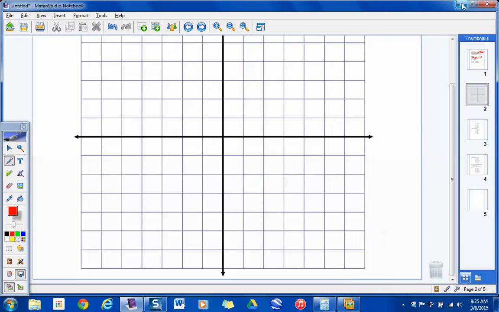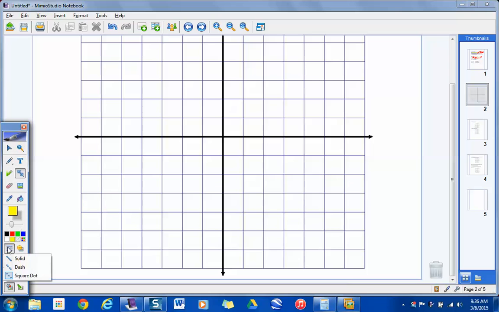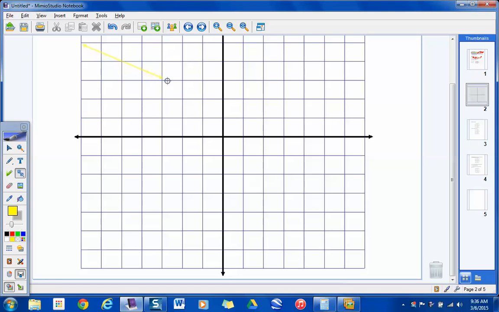Let me put some lines up here. We'll do it like this. Let's go from, say, maybe here to here. I'll get you a better color so that shows up. There, can you guys see that okay?